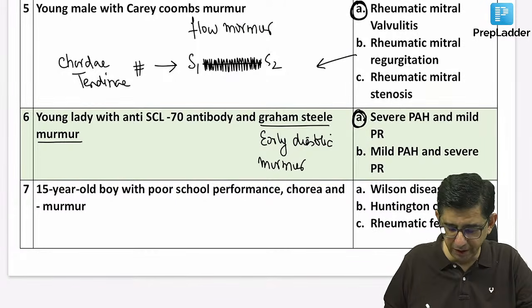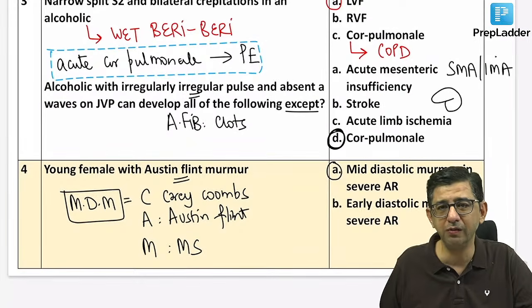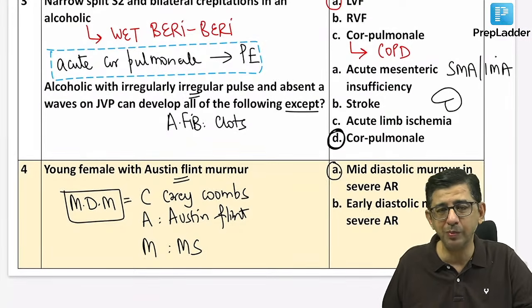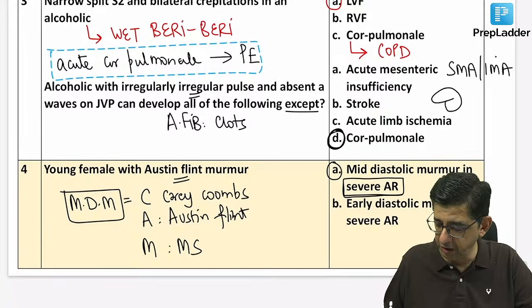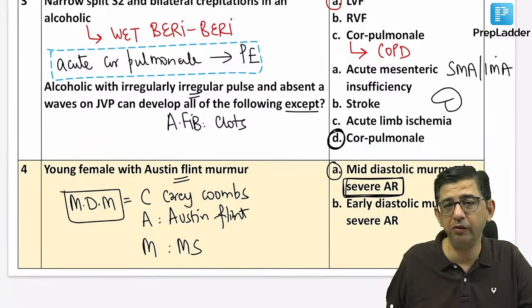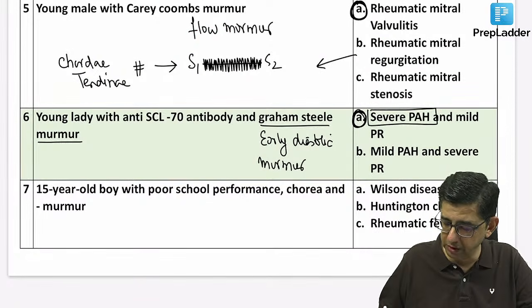I'll just change my slide for Austin Flint murmur, which is seen with aortic regurgitation, where we get presence of Corrigan's pulse and water hammer pulse. It is a severe aortic regurgitation again. So the severe word is coming up in both of them. It is severe aortic regurgitation and it is a severe pulmonary artery hypertension. So both words are to be remembered.